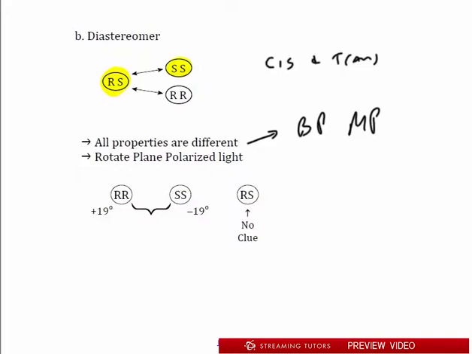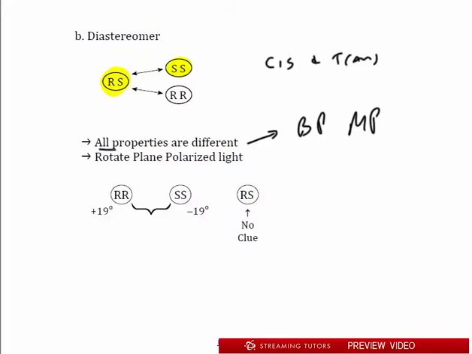Everything is different, all properties. So it's very easy to separate or to identify diastereomers. You could boil them out at different degrees. You can separate them from different charge polarities. So there's a lot of ways to get them to move into different directions.